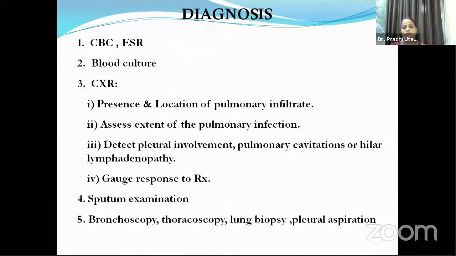So coming to the diagnosis, in children, basically the CBC is quite helpful. We can make out whether the WBC count is raised or not, and see the differential cell count. Eosinophilia is mostly seen in allergic conditions. But CBC and ESR is a common routine practice. Blood culture is not much advisable, but in hospitalized children we can advise blood culture. Chest X-ray to confirm it.